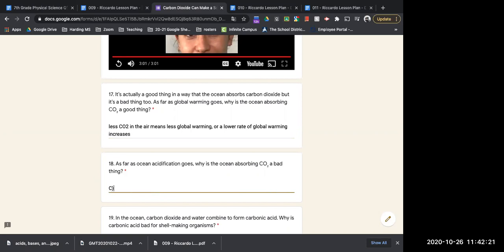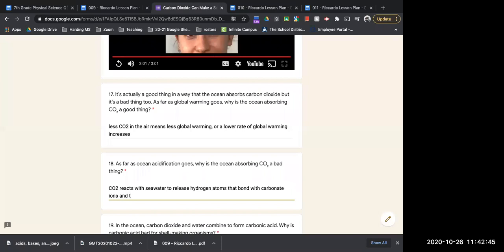Because CO2 reacts with seawater to release hydrogen atoms that bond with carbonate ions that no longer can be used by shell-making organisms.